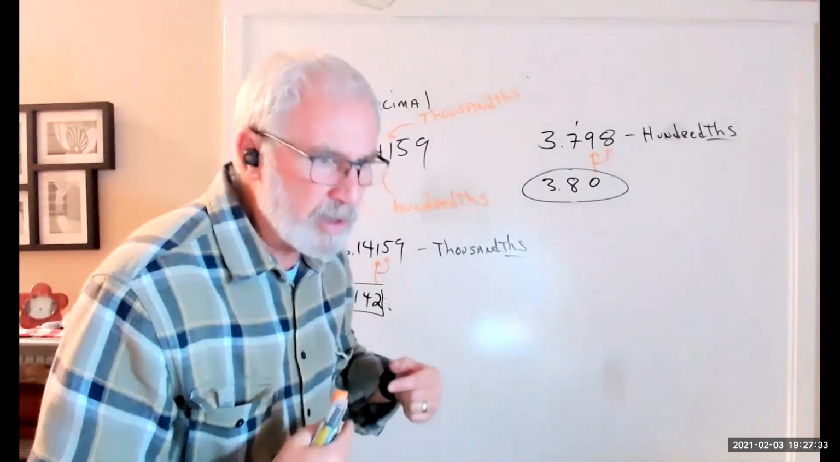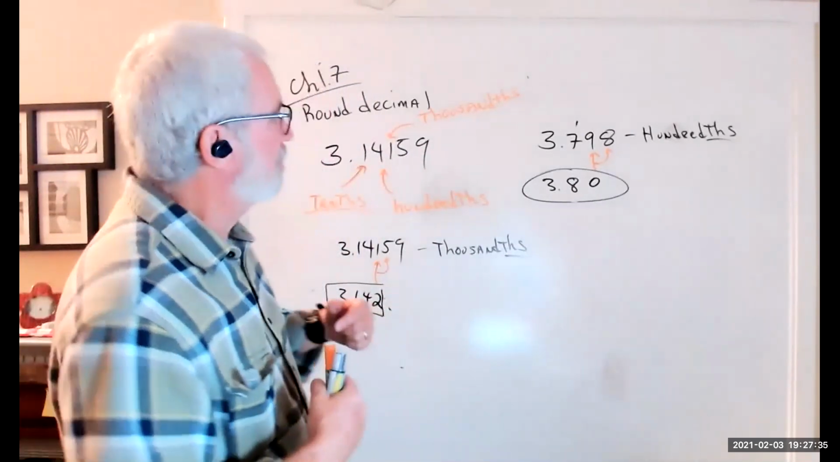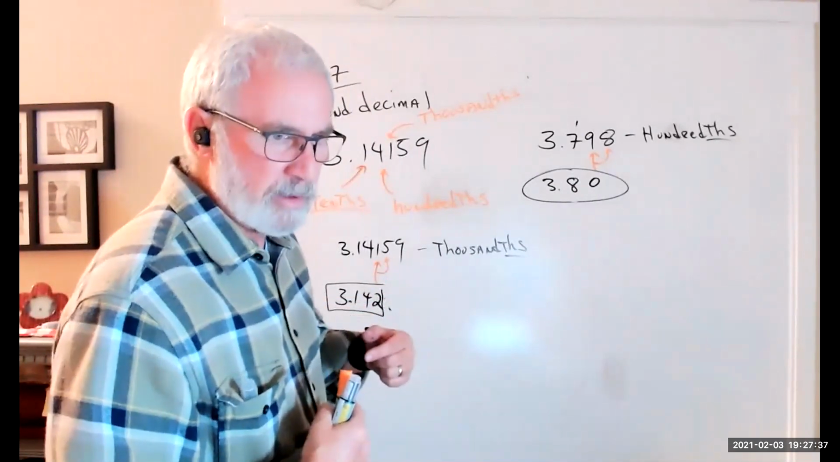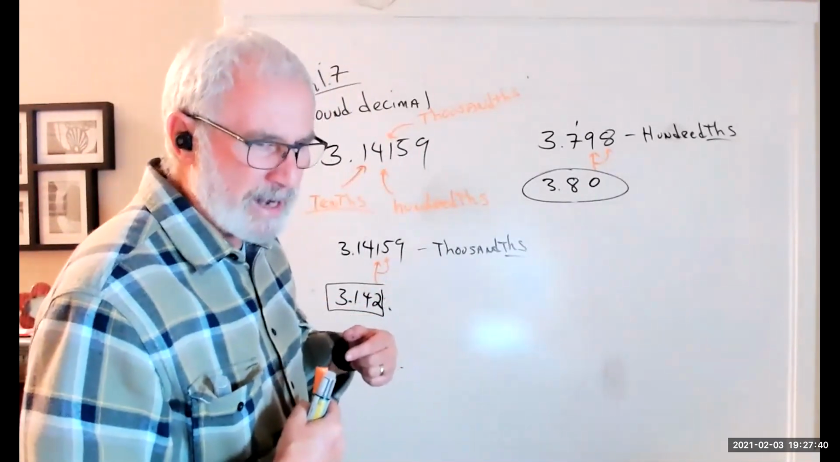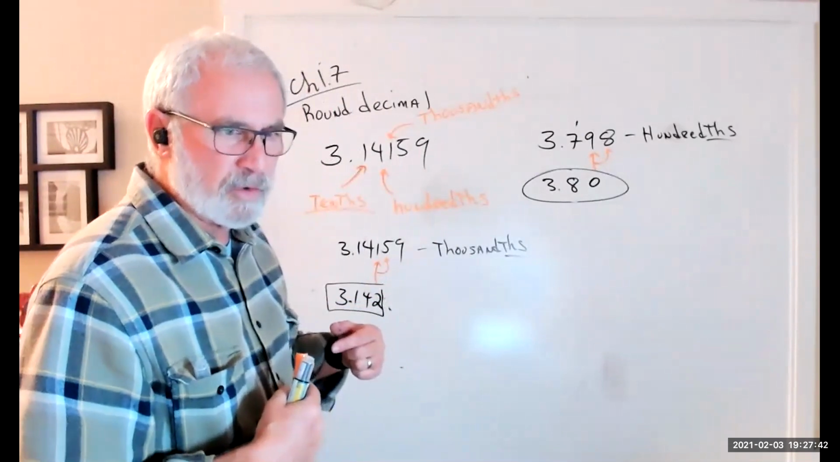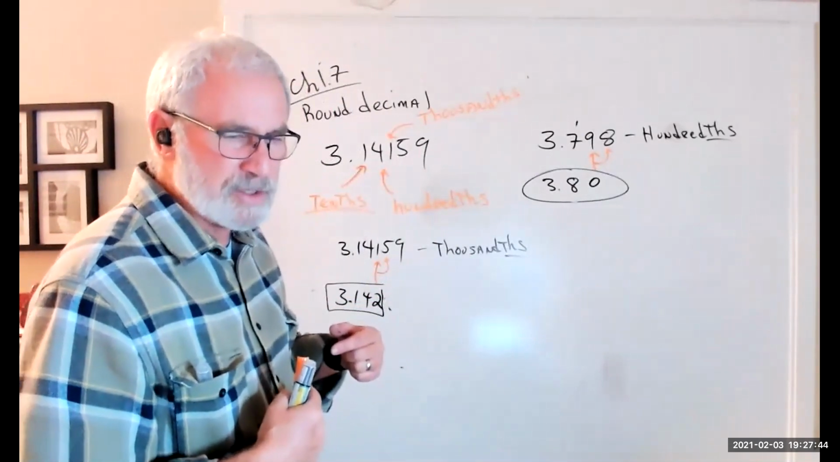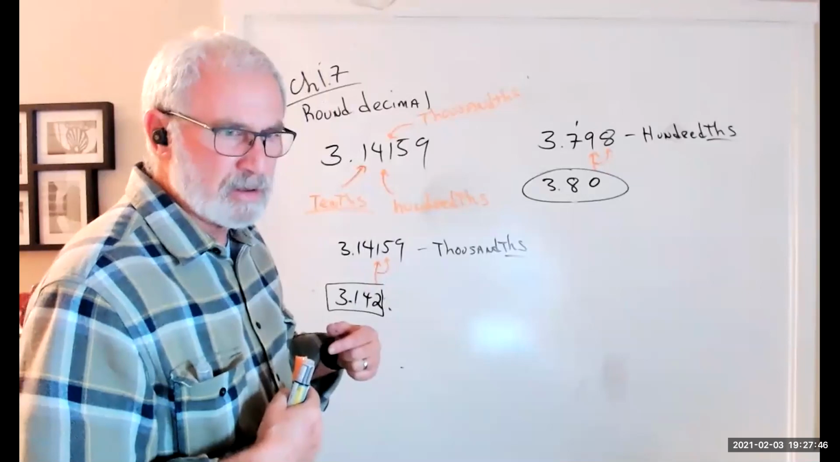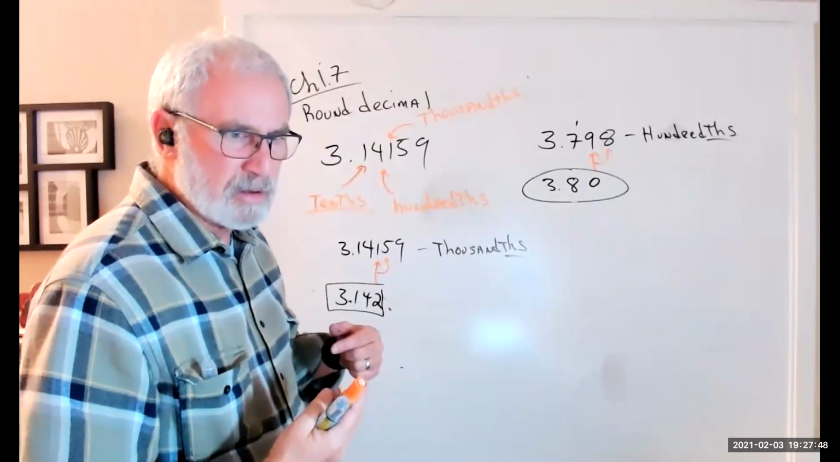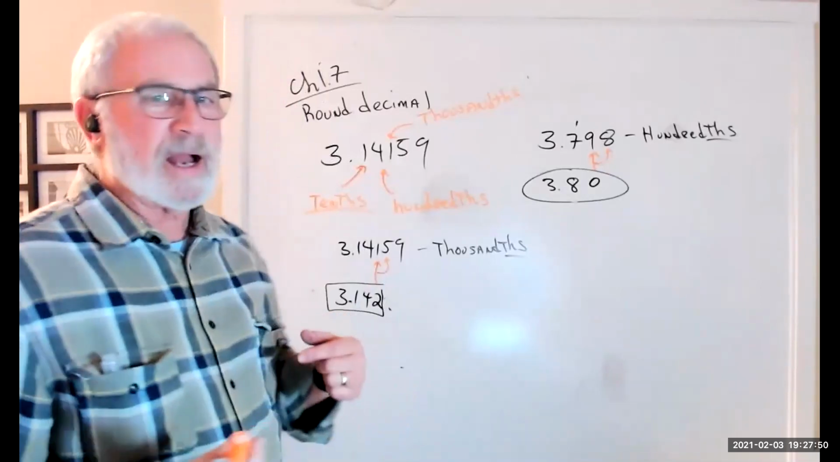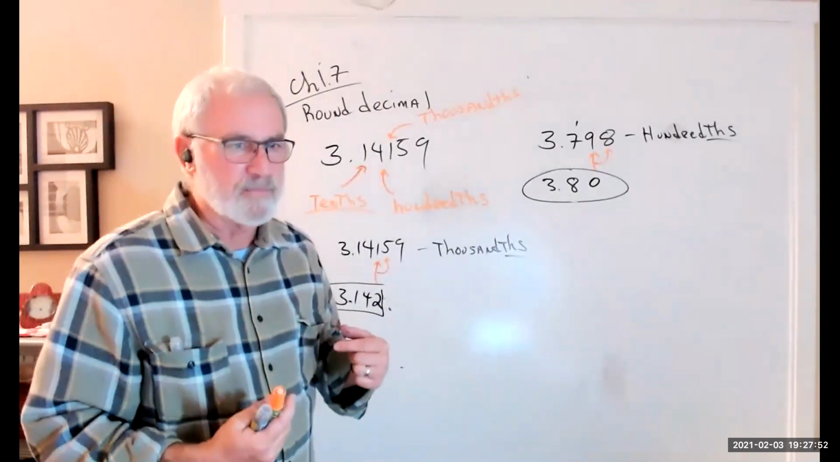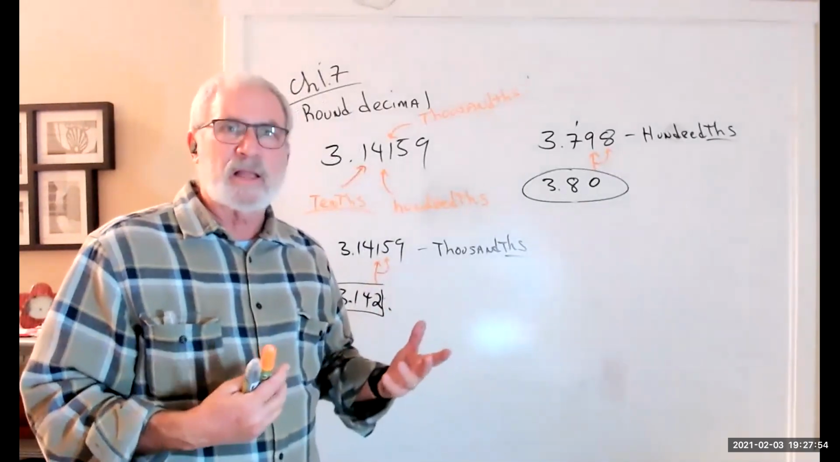Is that getting blurry? Well, I thought I fixed that. The black is in good focus, but the orange is pretty bad, isn't it? I think it's just the orange marker. I thought that was just your pen. Okay. Yeah, that's readable. Okay. Well, if it's not, yell at me.